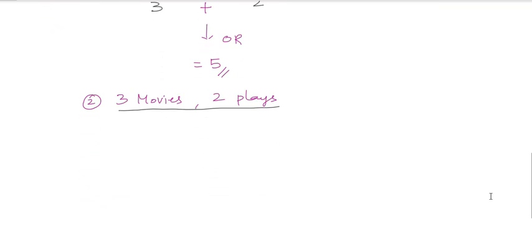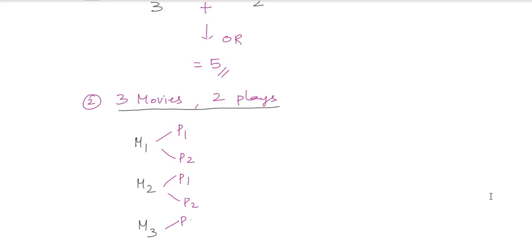So now take an example. I have in my hand 3 movies followed by 2 plays. That means after each and every movie you have to cover 2 plays, right or not? So that is play 1, play 2. Here also play 1 and play 2. Here also play 1 and play 2. Am I right or not?